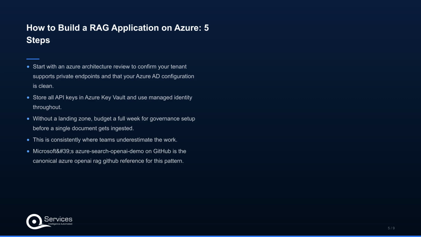Ingestion requires extracting text from PDFs, DOCX, and HTML, chunking into 512 to 1024 token segments with 10 to 20% overlap, embedding each chunk via Azure OpenAI, and indexing with metadata including source URL, document date, and access tier. Microsoft's Azure Search OpenAI demo on GitHub is the canonical Azure OpenAI RAG GitHub reference for this pattern. Deploy it as an Azure Function or Container App that watches blob storage for new uploads and processes them automatically.